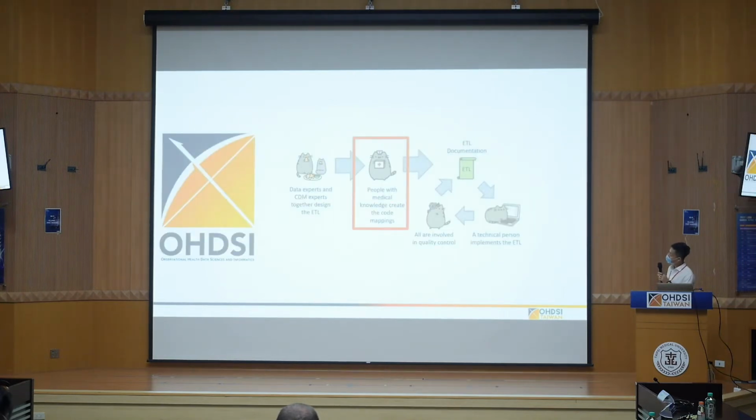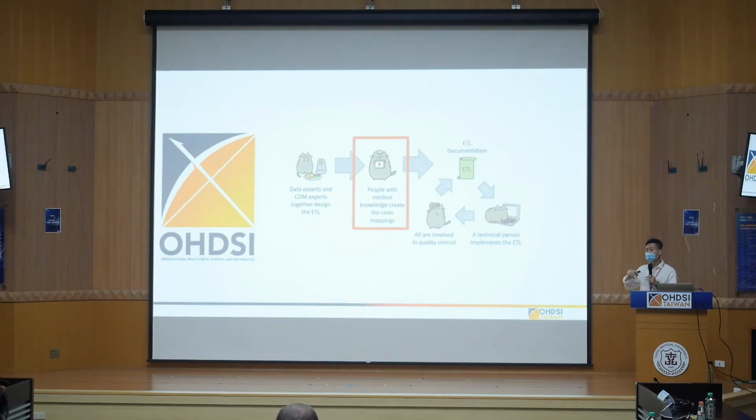Okay, so the second step is you need the mapping table. This step is very important because in our CDM we have the CDM vocabulary. The CDM vocabulary is its own vocabulary inside. So how could we map, for example, Taiwan drugs to the CDM vocabulary? Of course, we have OHDSI to help us with that.